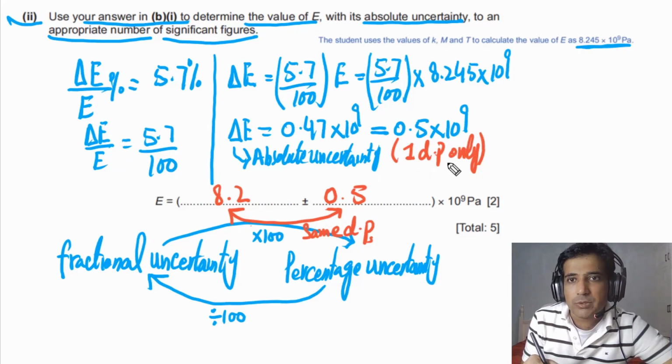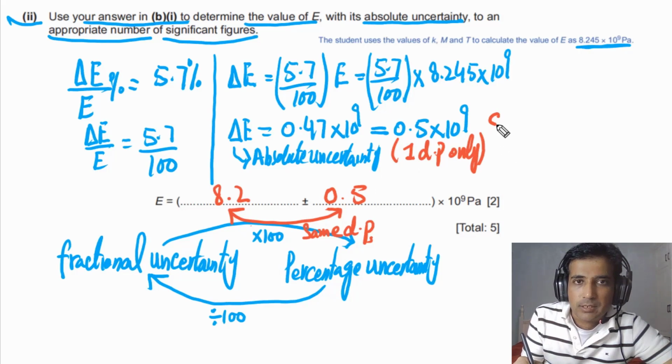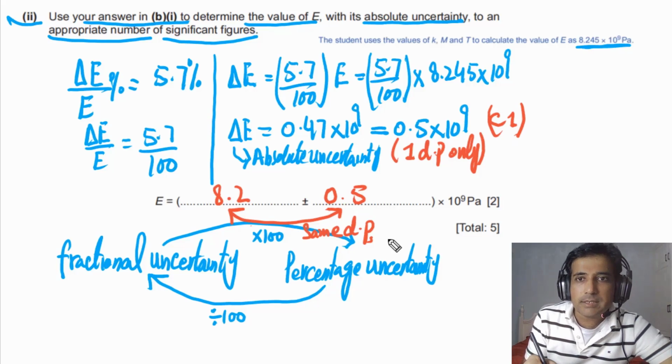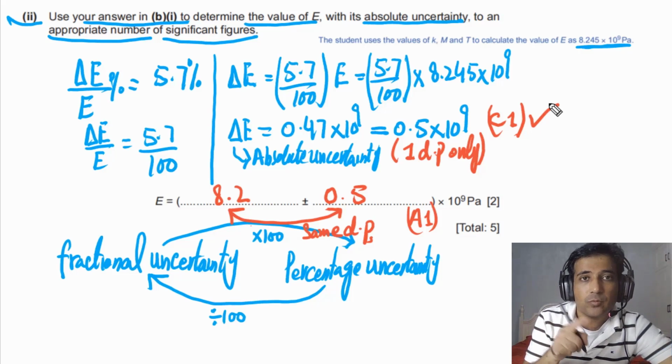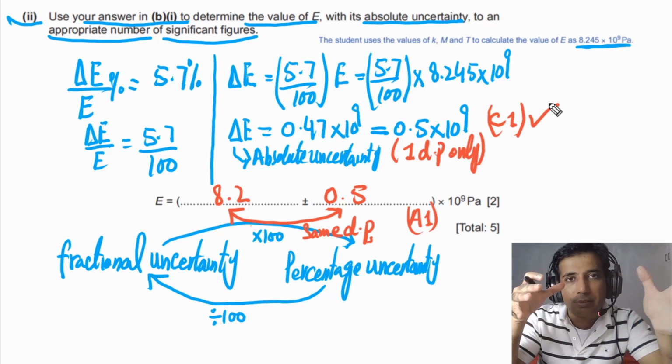1 mark you will get if you have calculated delta E. So this one is the C mark. And the second mark is the answer mark. If you have written the answer in this form, you will get the second mark. But if your answer is right, you will get 2 marks. But if your answer is wrong, and you have written this step, you will get 1 mark. So always write down steps.